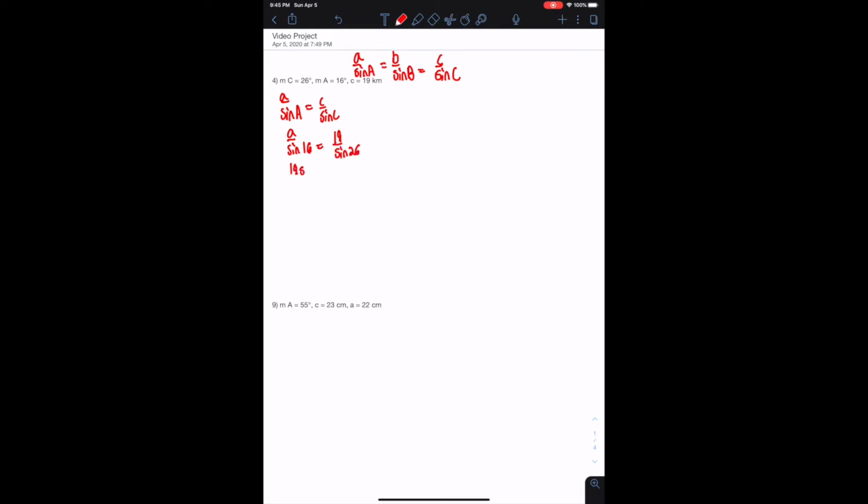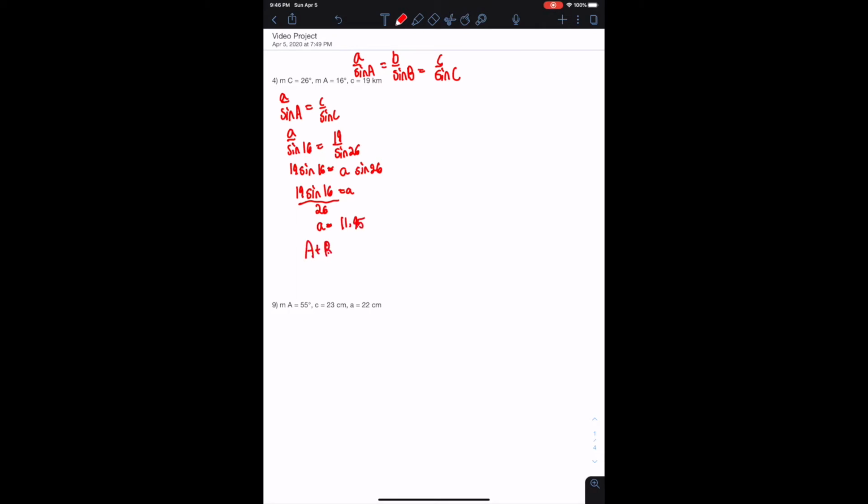So we want to begin to isolate the variable by cross multiplying. So 19 sine 16 equals a sine 26. So we want to divide sine 26 on both sides to isolate a, and then that will give us a, which equals 11.95. So now we want to try to get B.